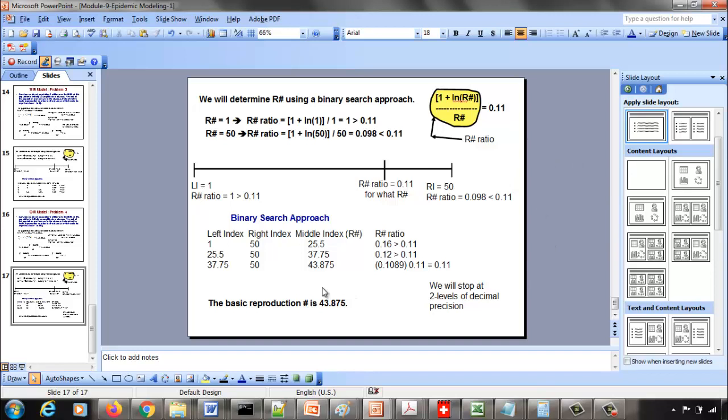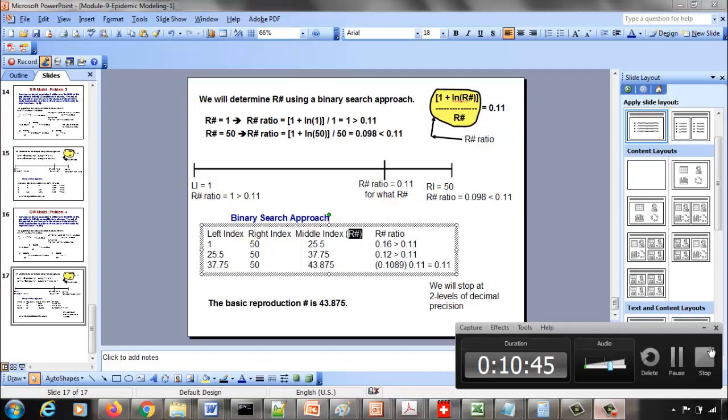So that's the value of the middle index which we used as r hash value and found the r hash ratio, which came out to be 0.11 when rounded to two decimal places. So we set this r hash value to be the final r hash value that we're looking for. Okay, just that the r hash ratio is 0.11. So let's stop with this.